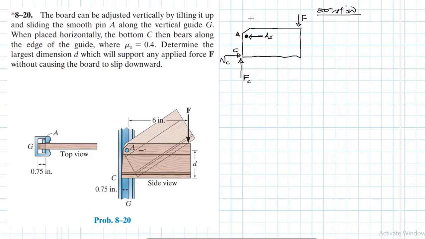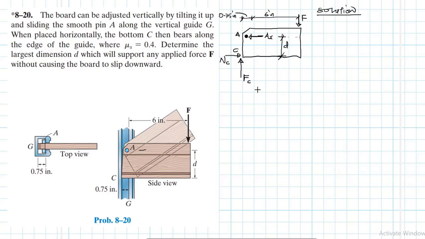And then we have the dimension from there to there. This is 6 inch. And from that point to this point here, this one is 0.75 inch. And then we have this dimension from there to there. This is the D we want to find, from the pin to the lower end of the board. So this is the free body diagram, and these are all the reaction forces that we expect.